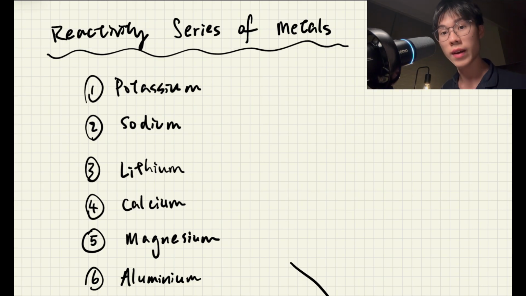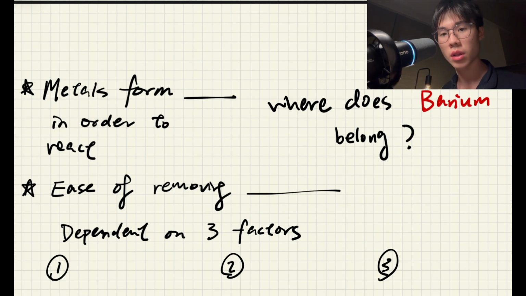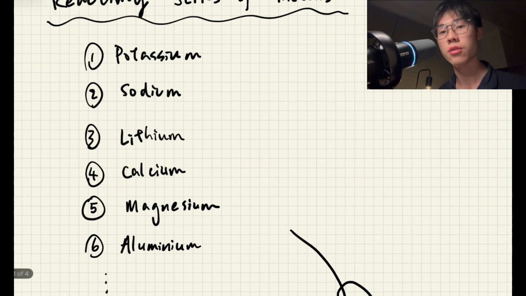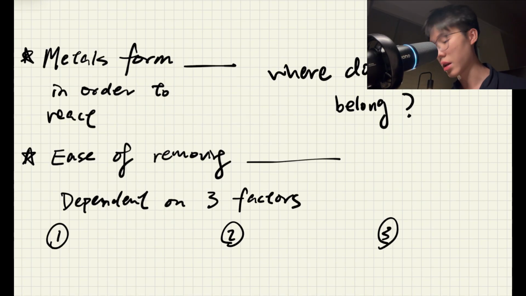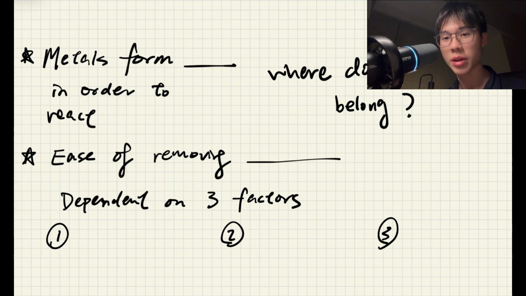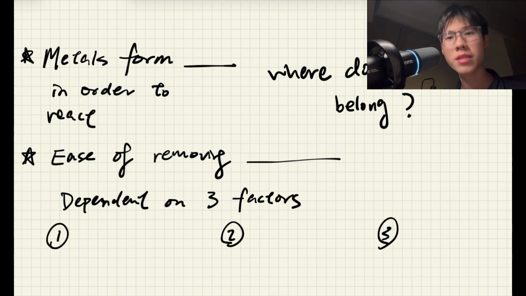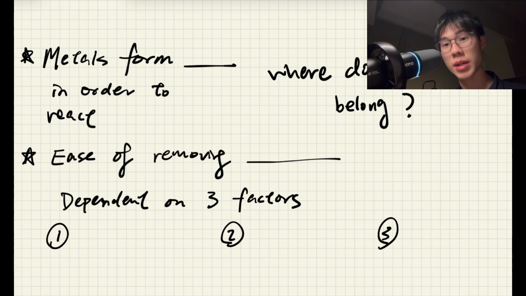So for example, if I ask you, where does barium belong in this reactivity series? Although it's not here, we can definitely work out where its correct position would be. First of all, I have to explain why the metals are arranged this way in the reactivity series. Reactivity series means how reactive the metals are, and that means they have to undergo some sort of reaction.